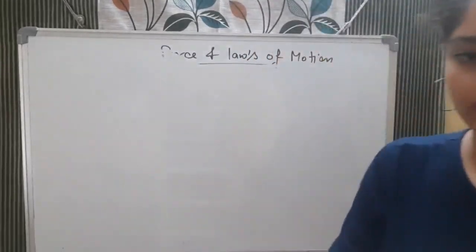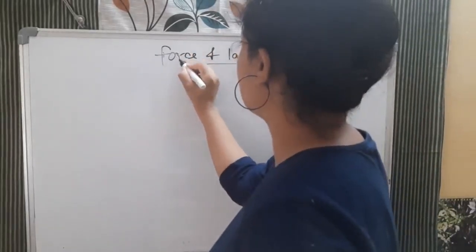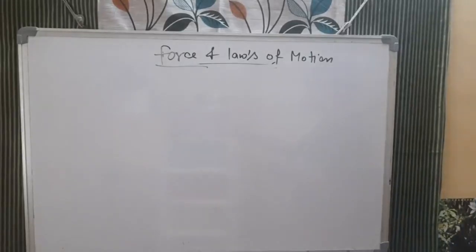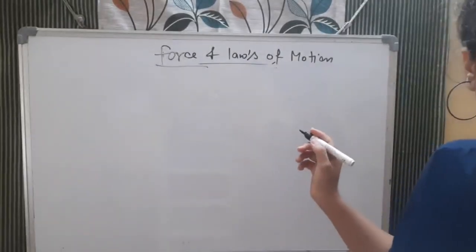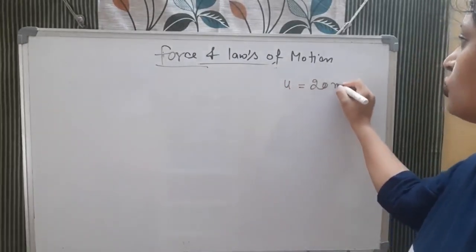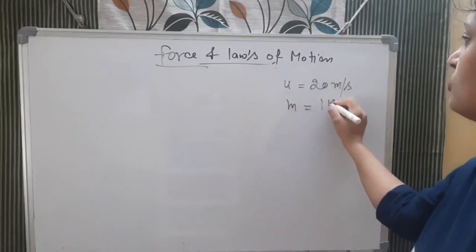You should know the formulas. After that, questions are not difficult. If you remember the formula and the concept, there is no problem. The question says a stone of 1 kg is thrown with a velocity of 20 meter per second. So the initial velocity is given, and its mass is also given, that is 1 kg.